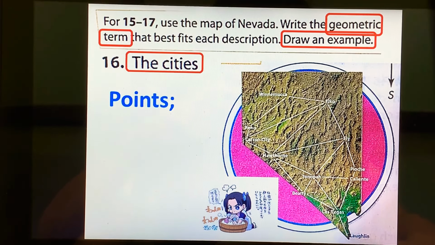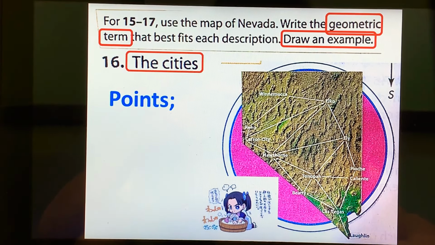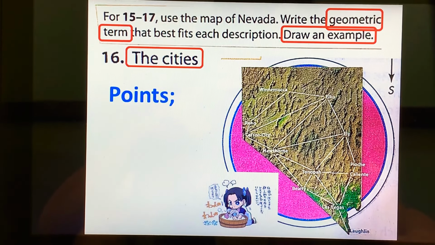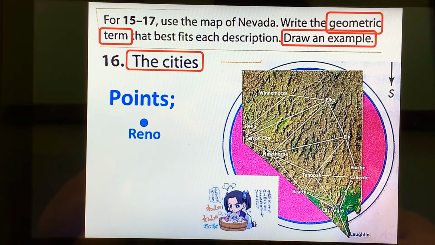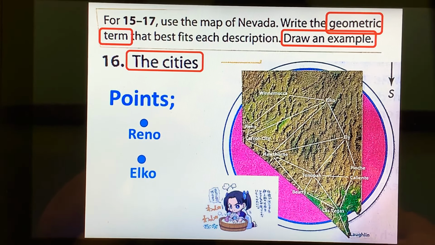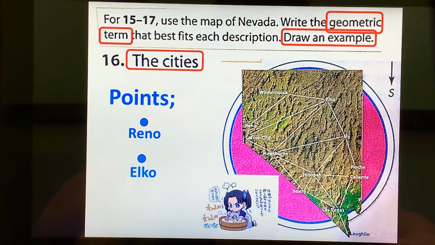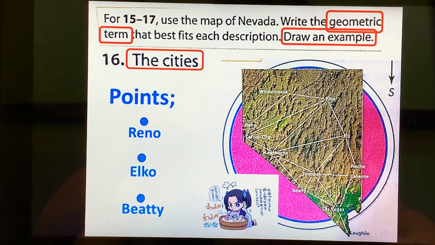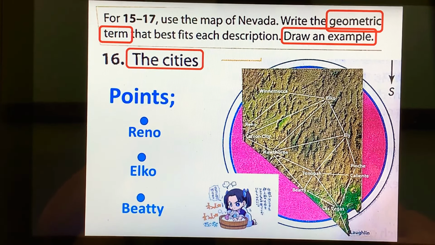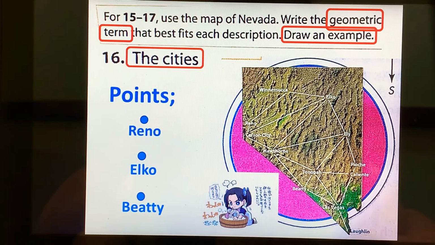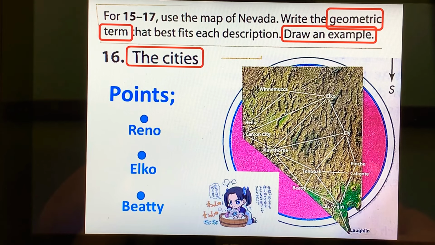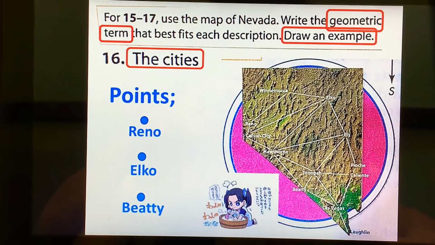I'm drawing some examples for you. You just need to draw one example, but I'm showing you 3 examples. First, city Reno, point Reno. Next is point Elko. And the last example is point BT. So these are examples of points. You can draw just one. Let's move on.